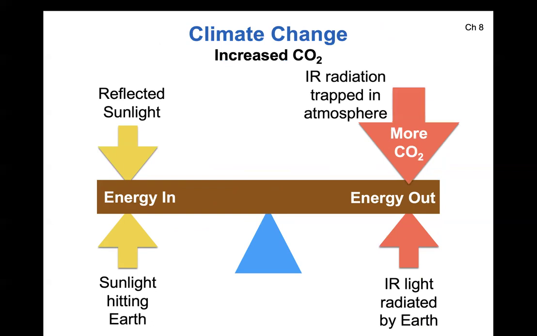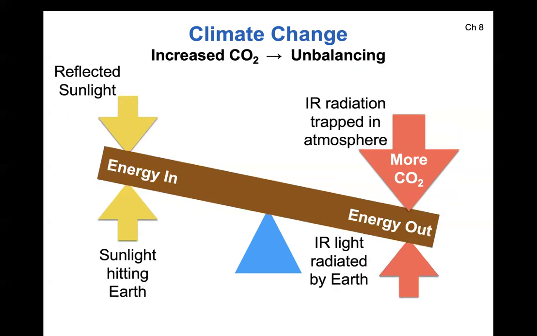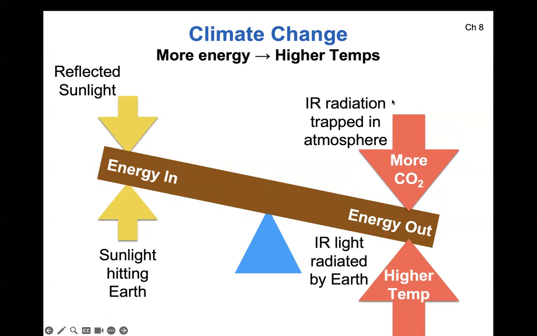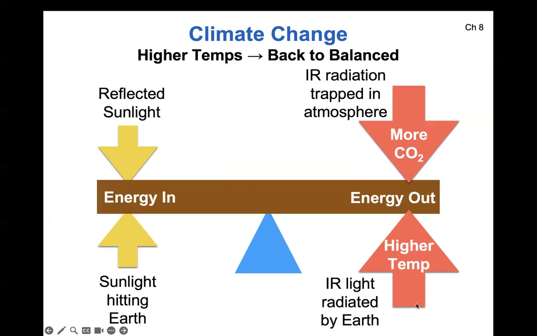So if we increase CO2, we are trapping more radiation in the atmosphere. So now we just increase that one arrow. How would we balance the system? Because it becomes unbalanced, and the only way for it to balance is for the infrared light radiated by Earth to increase accordingly. Well, how does it increase? It increases by the temperature going up. So only an increase in temperature can balance a change in CO2 if nothing else has changed.